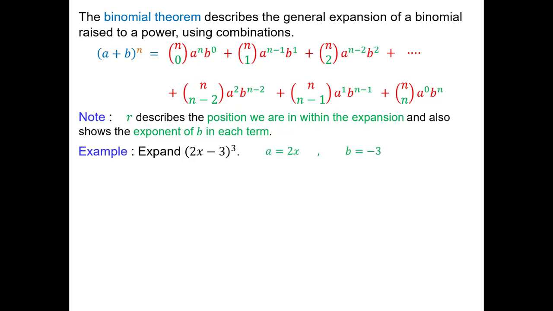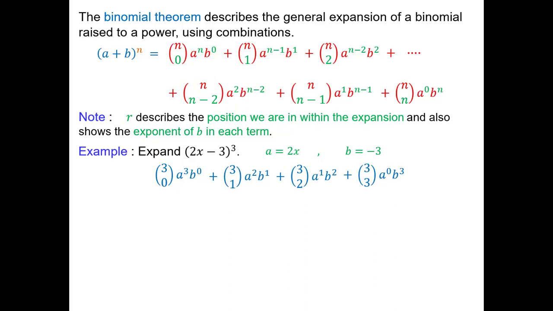If I let a be 2x and b be -3, then what I can recognize here is that the first term, since the exponent is 3, since it's 2x minus 3 to the power of 3, I know that my coefficient is going to be 3 choose 0. Next, we're going to get 3 choose 1. Next, we'll get 3 choose 2. And next, we'll get 3 choose 3.